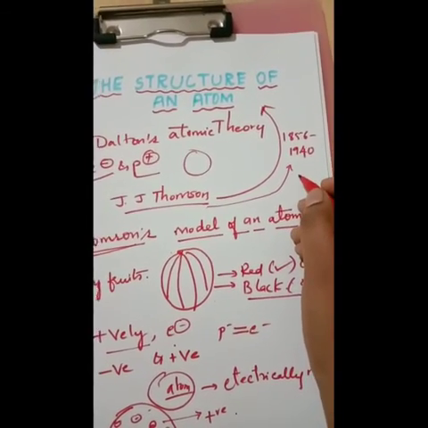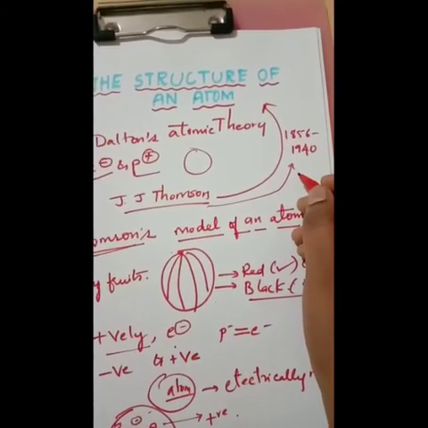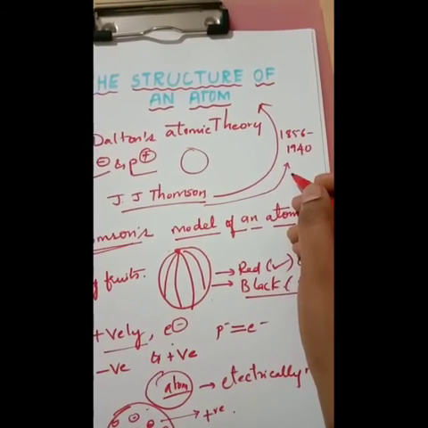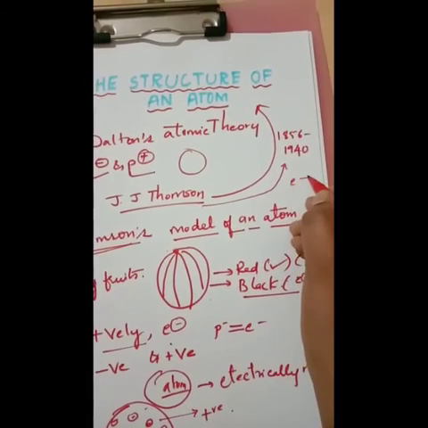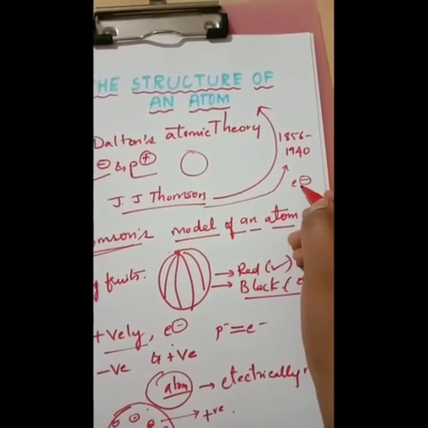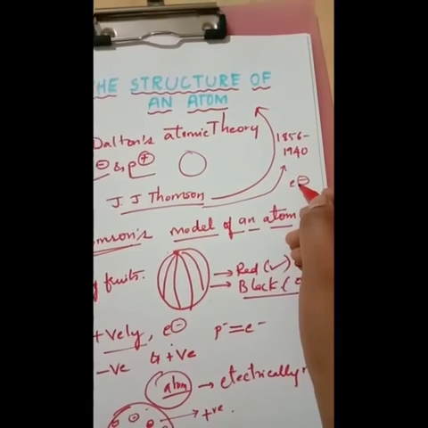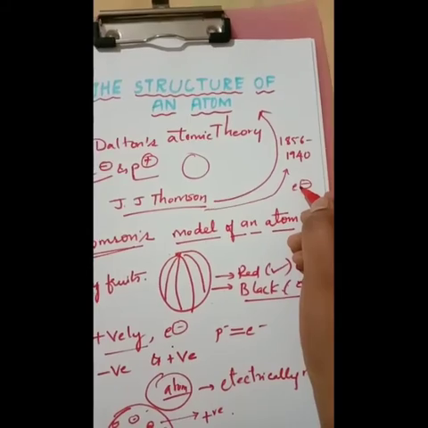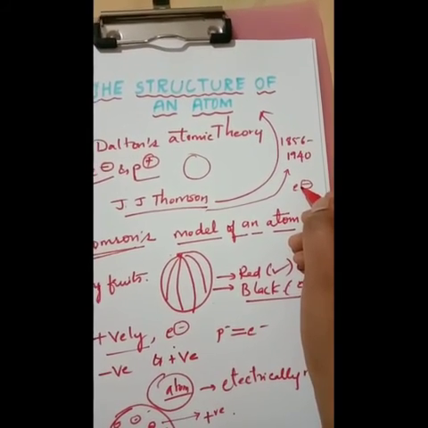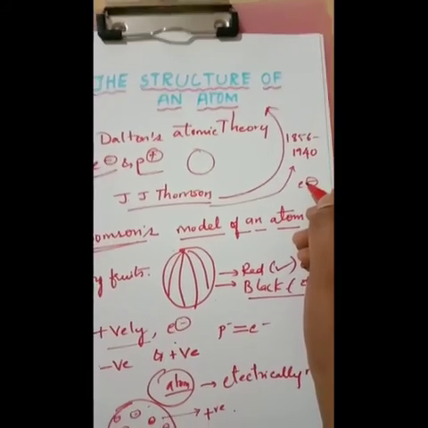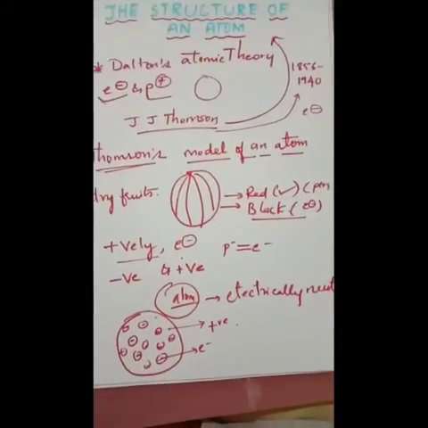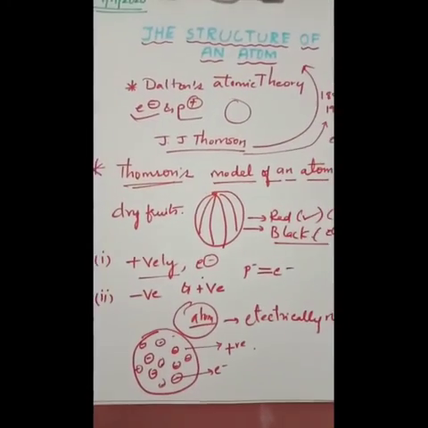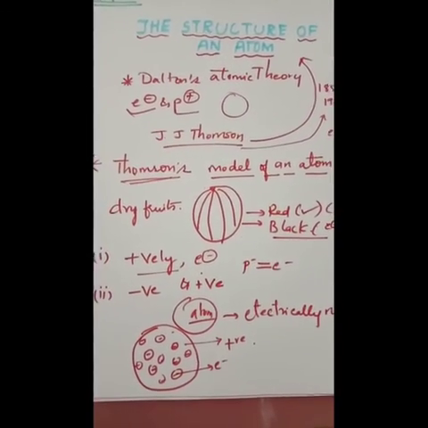He was awarded the Nobel Prize in physics in the year 1906 for the discovery of electrons. He directed the Cavendish Laboratory at Cambridge for 35 years, and 7 of his research assistants subsequently won Nobel Prizes. Okay, so this was the concept about Thomson's model of an atom. In the next video, we shall look into Rutherford's model of an atom.